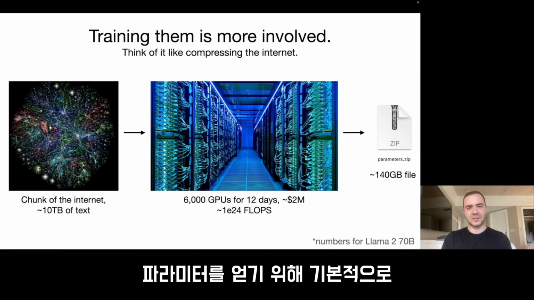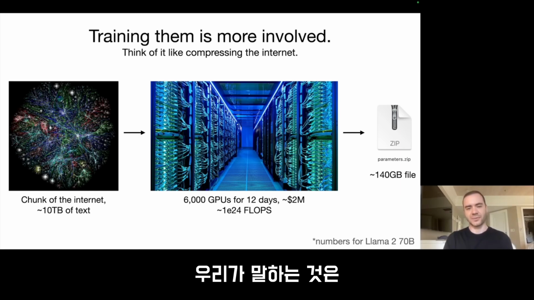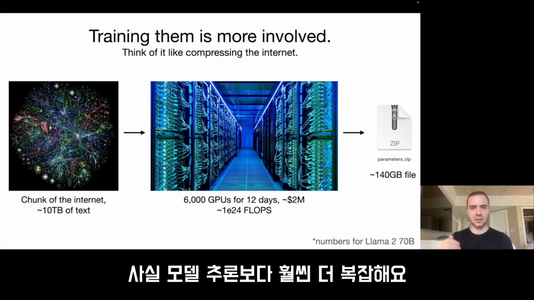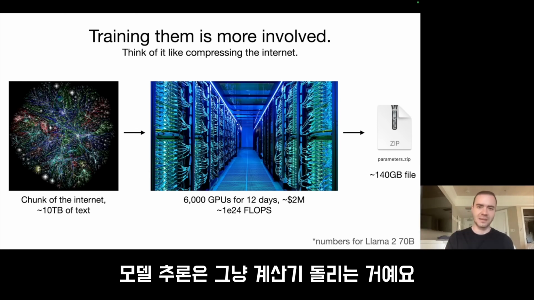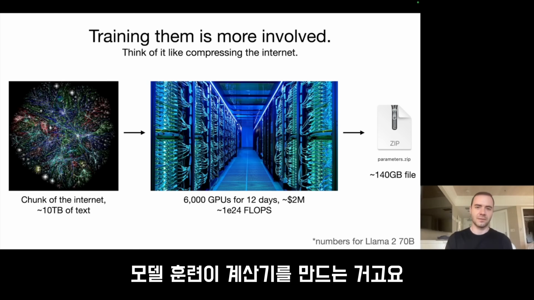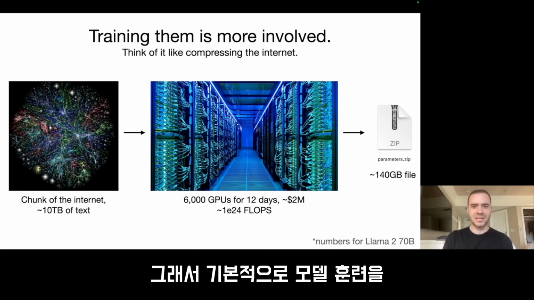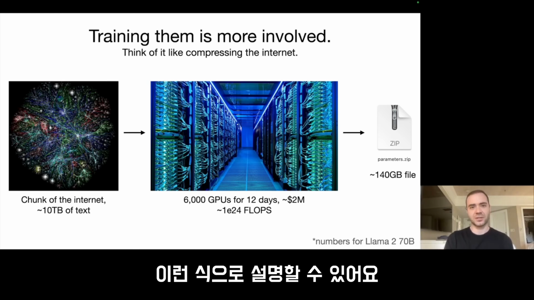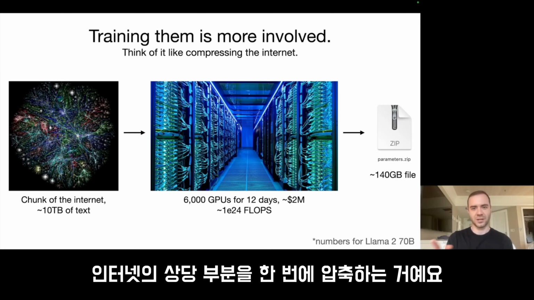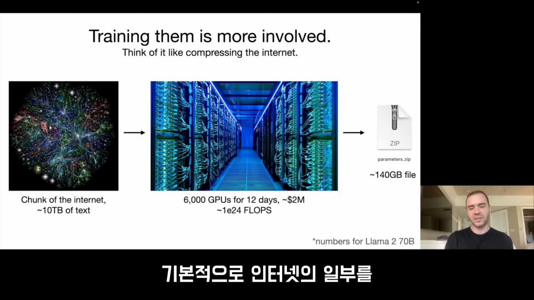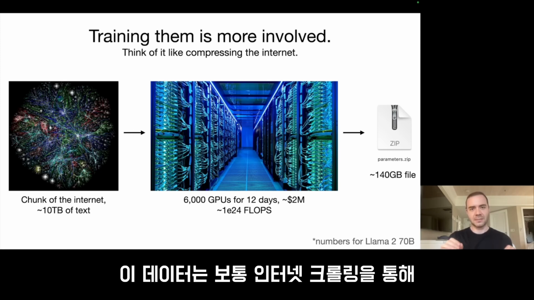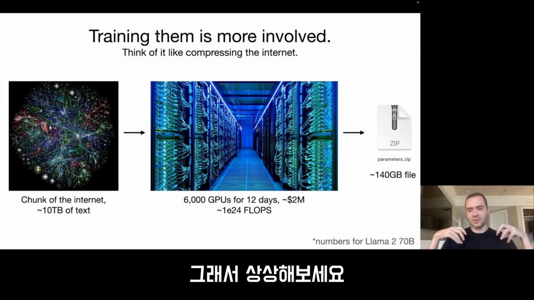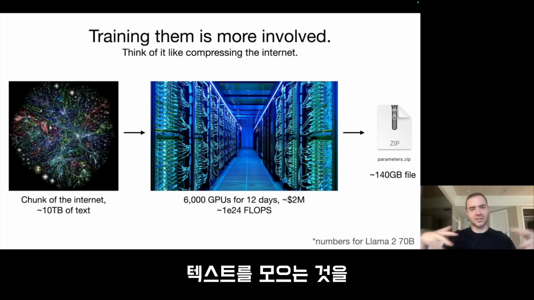To obtain the parameters, the model training, as we call it, is a lot more involved than model inference, which is the part that I showed you earlier. Model inference is just running it on your MacBook. Model training is a computationally very involved process. So basically what we're doing can best be understood as a kind of compression of a good chunk of the internet. You take a chunk of the internet that is roughly, you should be thinking, 10 terabytes of text. This typically comes from a crawl of the internet. Just imagine collecting tons of text from all kinds of different websites and collecting it together.